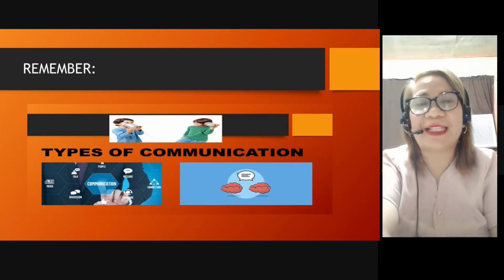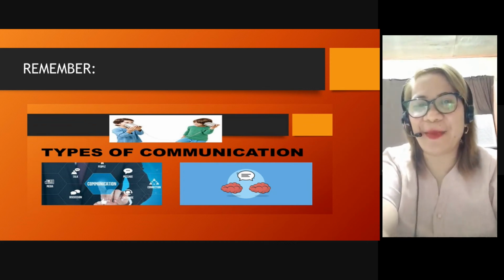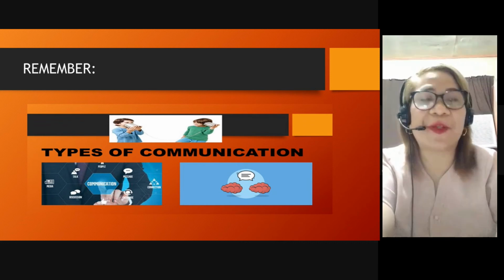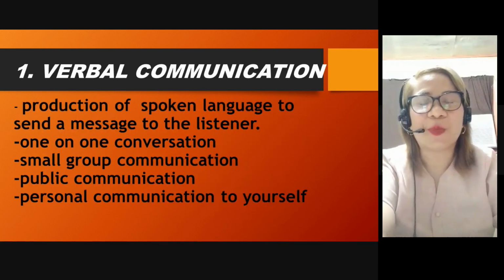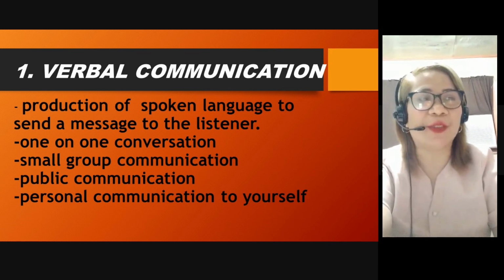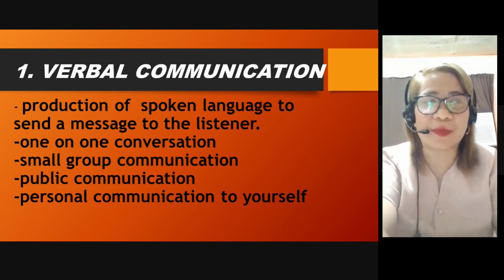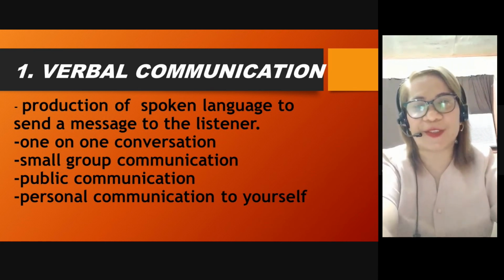This time, let us summarize the things that we have learned today. Again, let us remember that there are two types of communication. The first one is verbal communication, the production of spoken language to send a message to the listener. It is one-on-one conversation, small group communication, public communication, and personal communication to yourself.